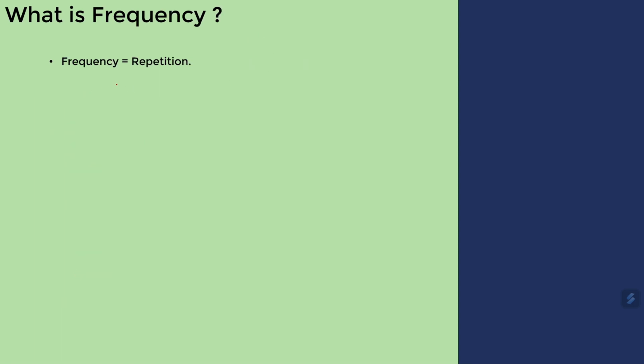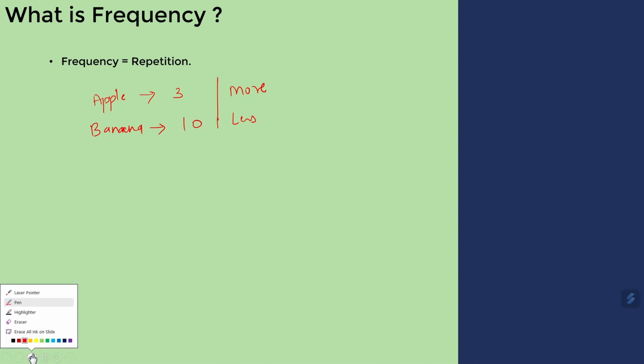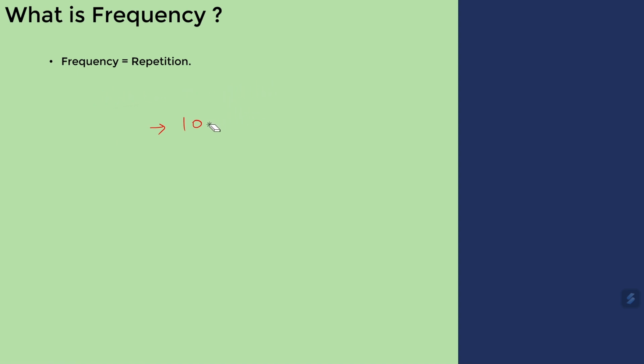Now frequency. Let's understand frequency. What do you mean by frequency? Frequency is nothing but repetition: how many times a value is repeated. For example, we have apple and banana. Apple is sold 3 times in a day, but banana is sold 10 times in a day because banana is cheaper than apple. We can derive that. So frequency is nothing but repetition. How do we calculate frequency? Let's understand this with the help of an example.